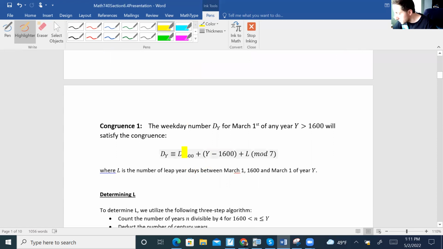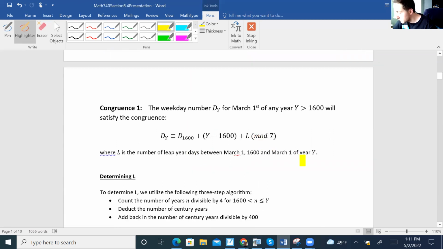So this leads to our first congruence, which says that the weekday number, which we're going to call D sub Y, for March 1st of any year after 1600 will always satisfy the following congruence. The congruence states that the weekday number of March 1st of year Y is congruent to the weekday number of March 1st of 1600, plus the difference in the year number from 1600, plus L, where L represents the number of leap year days between March 1st, 1600 and March 1st of the year Y.